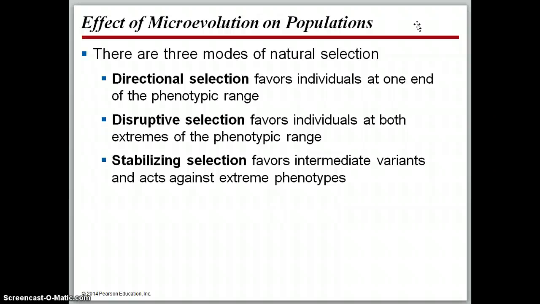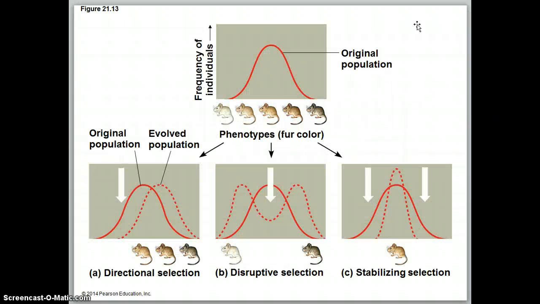So the last thing I want to show you is the effect of microevolution on a population. Microevolution can affect a population in 3 different ways. It can cause directional selection, disruptive selection, or stabilizing selection. I'm going to show you what this looks like.